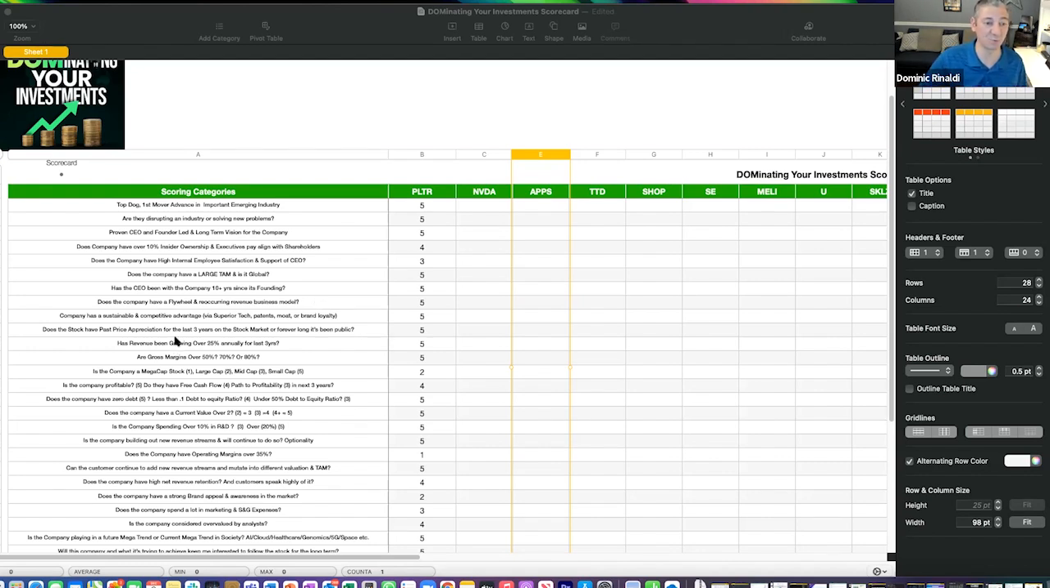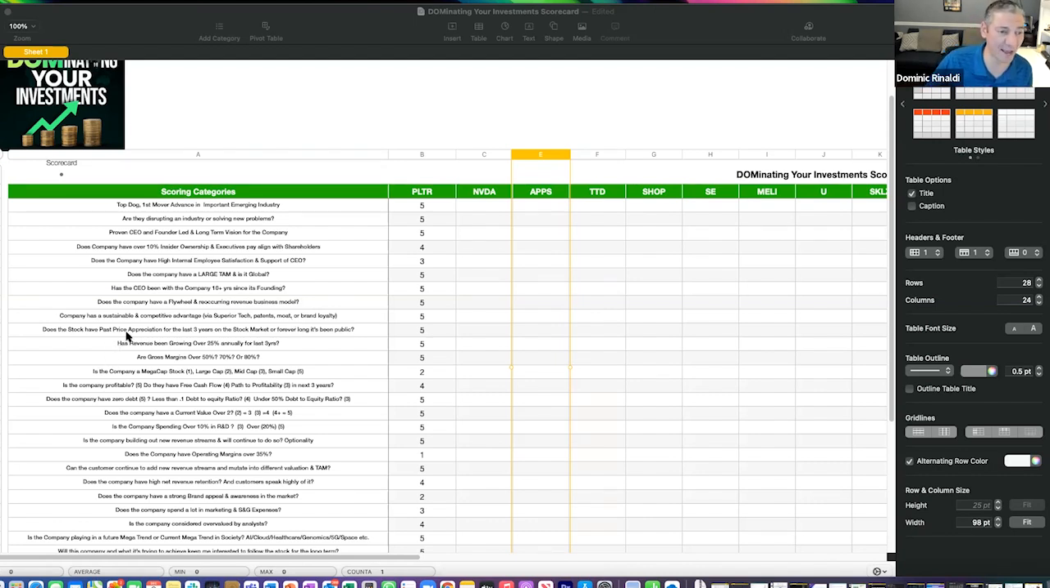The company has a sustainable and competitive advantage via superior tech, patents, moat, and brand loyalty. They have over 800 patents. So I would definitely say that. And they've been operating off of this with over $1.5 billion in R&D invested in the company and growing over time in R&D spend. So I definitely would say they have the advantage here.